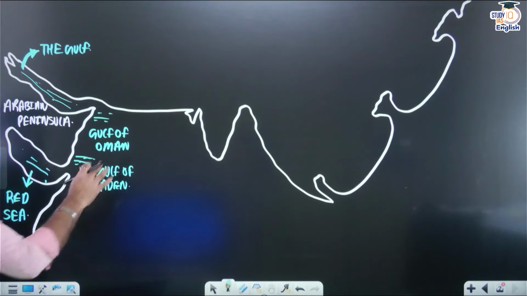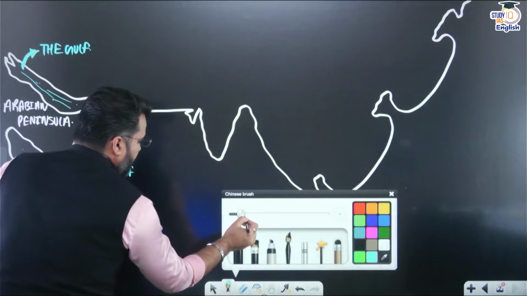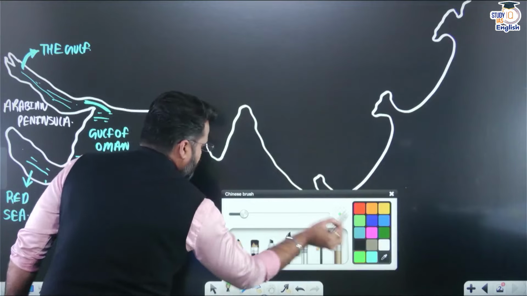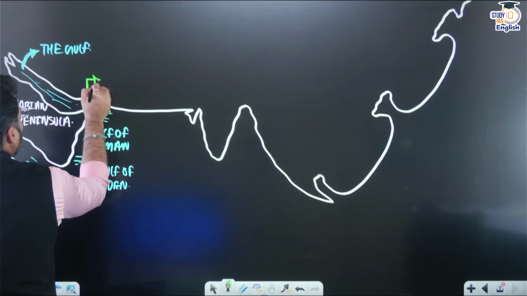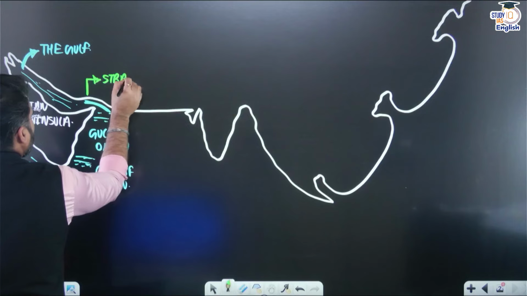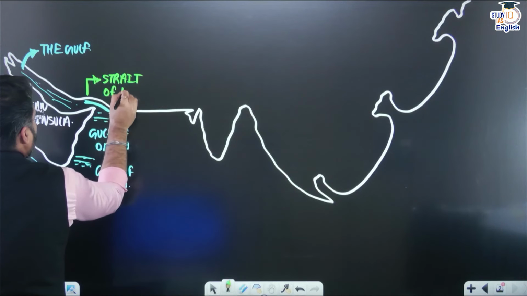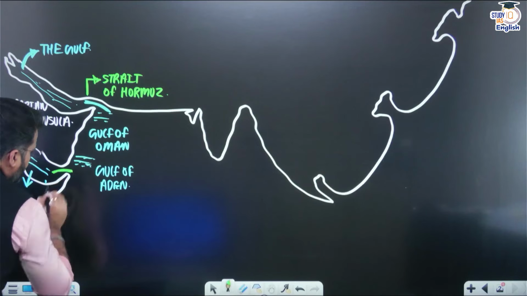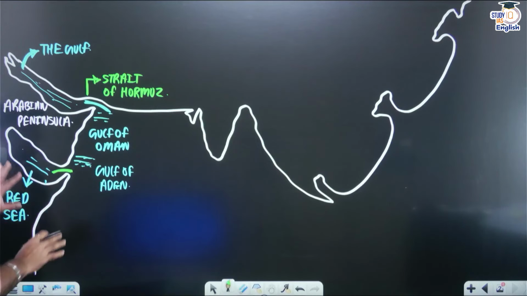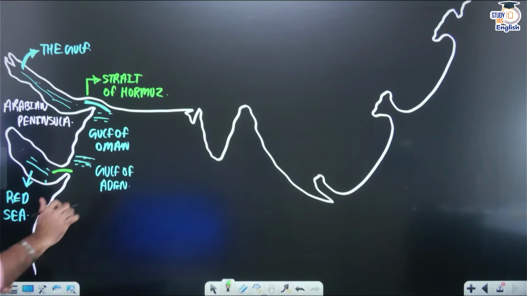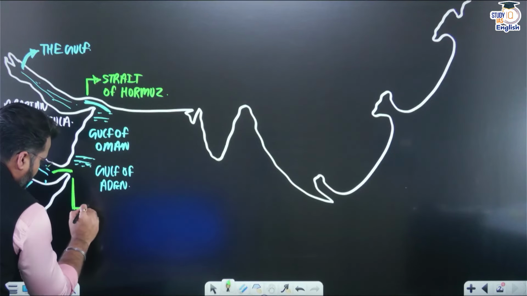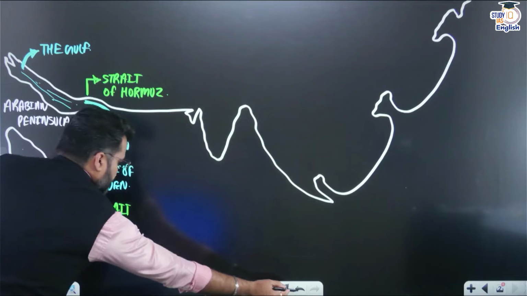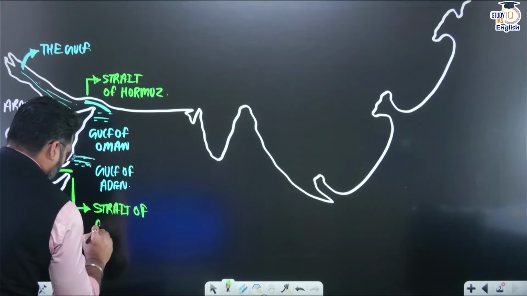Now make sure that the Gulf of Oman is connected to the Gulf, or you can say the Persian Gulf, with the help of a strait. This strait is called the Strait of Hormuz. And the lower part you can find here is another strait, and this strait is connecting the Red Sea with the Gulf of Aden, and this is called the Strait of Bab el Mandeb.